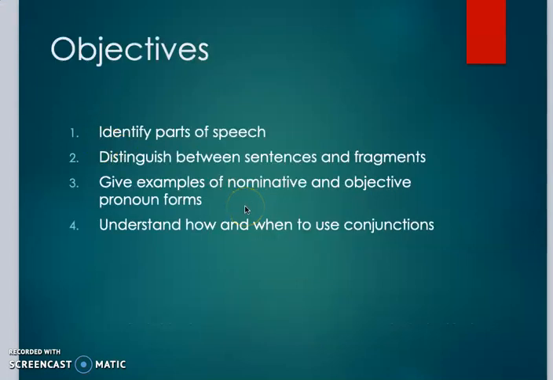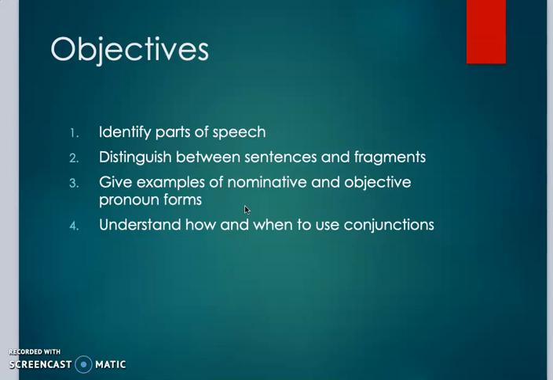The objectives of this lecture 3, it's not really chapter 3. They're differing chapters, so make sure you look at your course schedule to know which chapters it is. I think it's 4 and 5, if I remember off the top of my head. The objectives are to identify parts of speech and to distinguish between sentences and fragments, because a lot of people at times write in fragments and do not realize it. That's really important for communication.